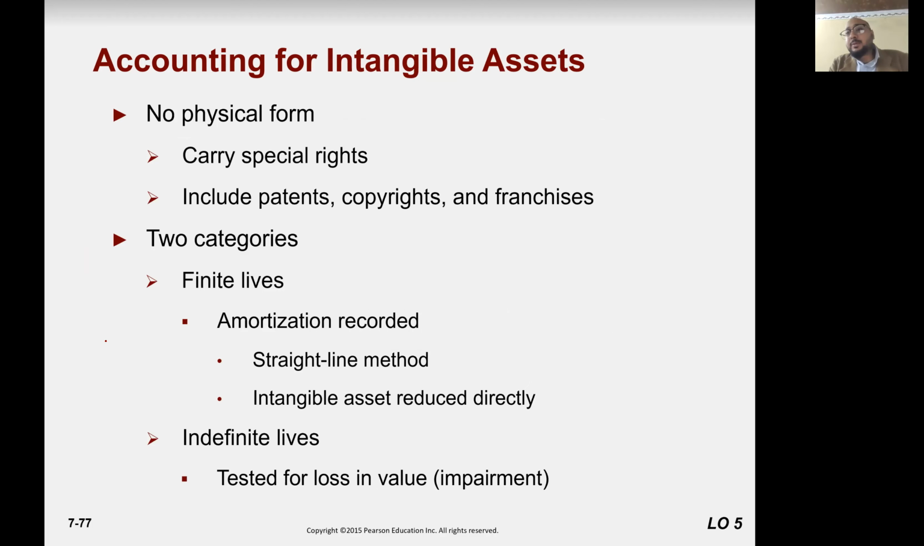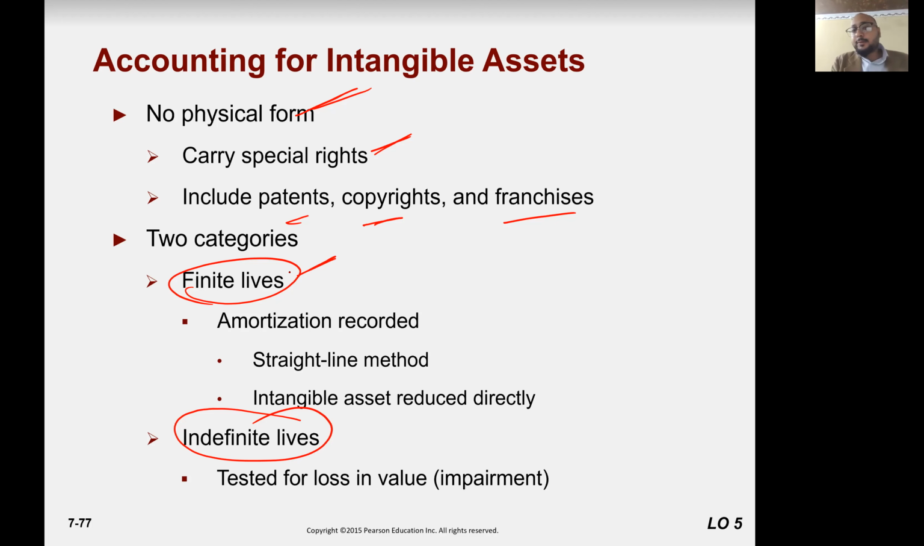Now accounting for intangible assets. Intangible assets do not have any physical form, which we cannot touch, we can only feel. For example, special rights, patents, copyrights, franchises. All right. So there are two categories of intangible assets. One with finite lives and one with infinite lives. So how are we going to record the decrease in the value of intangible assets?